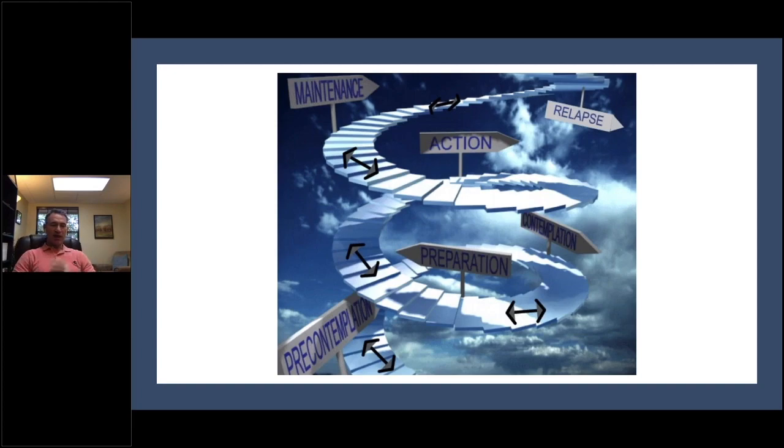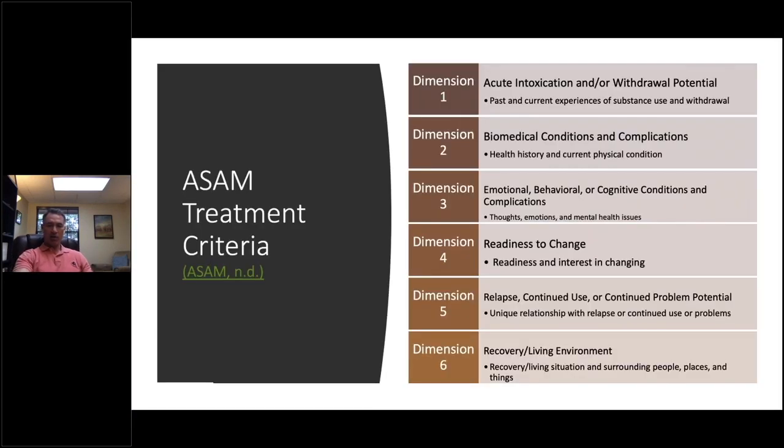Keep in mind, for the first 90 days of abstinence, people's brains are still really just trying to get a sense of balance. And then there's relapse and recycling. So which of these stages is the client in? That will help you. You basically are identifying that in dimension 4. Dimension 5 is their relapse potential.